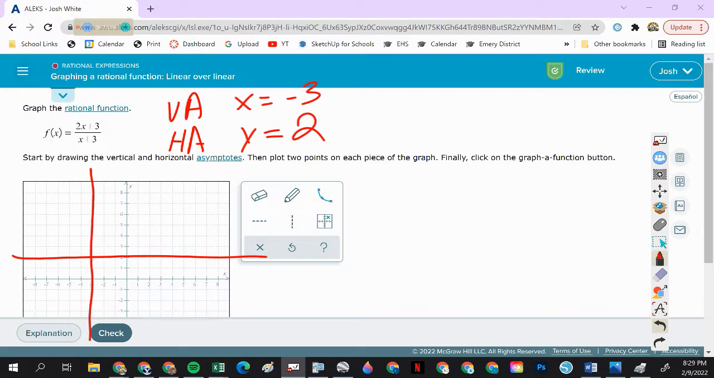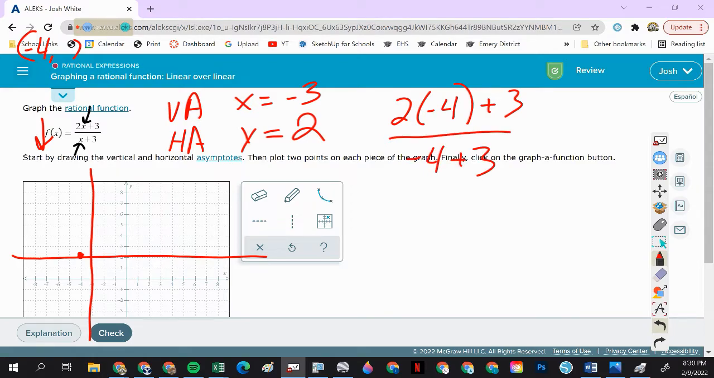And now I start plugging in numbers. So I need 2 numbers over here. I'm going to try -4. So I'm going to graph -4 comma something. To get that something, I put -4 in here and in here. 2 times -4 plus 3 over -4 plus 3. So the top gives me -8 plus 3 is -5. And the bottom gives me -4 plus 3, which is -1. And that simplifies down to 5. So -4, 5, that's my first point.